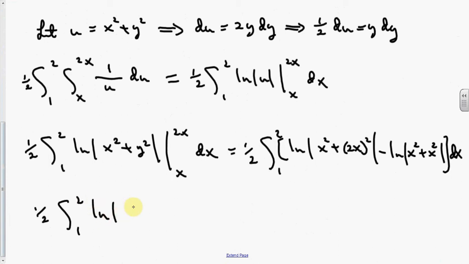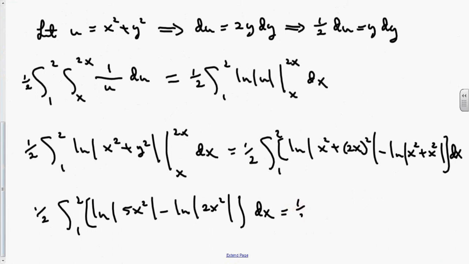This is the natural log of the absolute value of x squared plus 4x squared, so that becomes 5x squared, minus the natural log of the absolute value of 2x squared. I'm going to drop the absolute values because these are being squared, dx. So now we use a property of the natural logs, that the difference of the natural logs is equal to the natural log of the quotient. So this is the natural log of 5x squared over 2x squared dx. You remember that one?